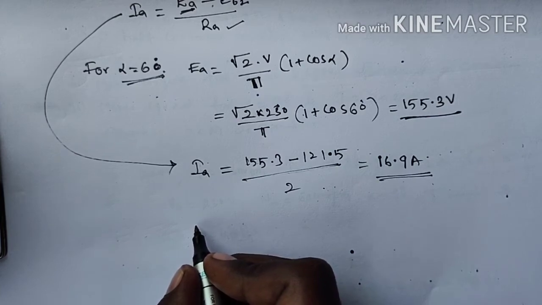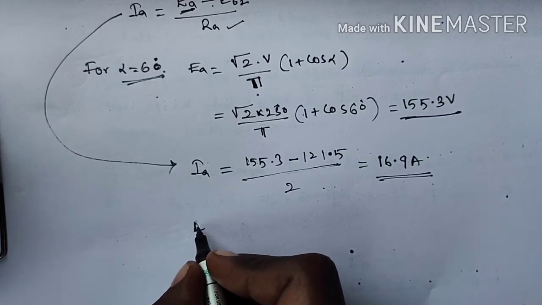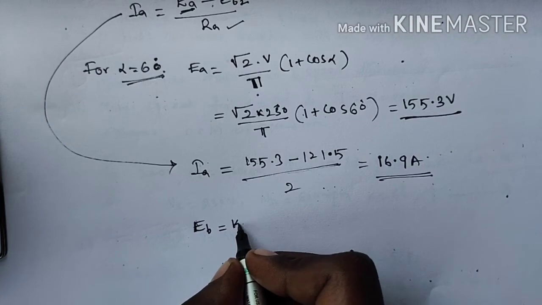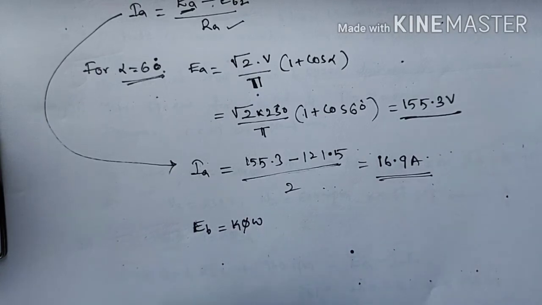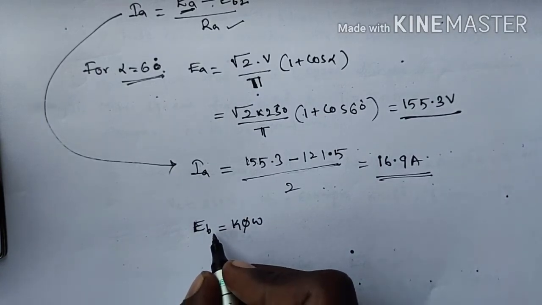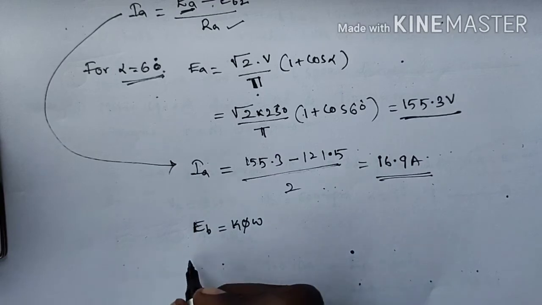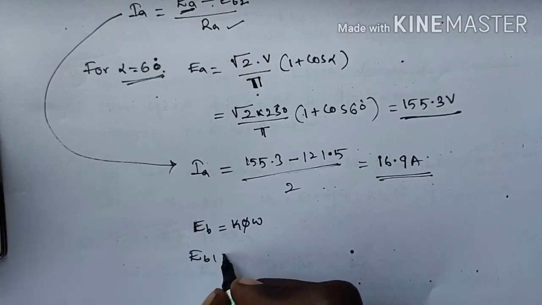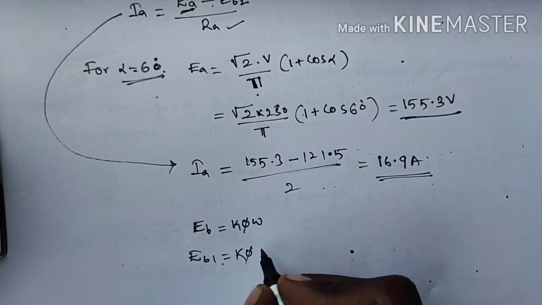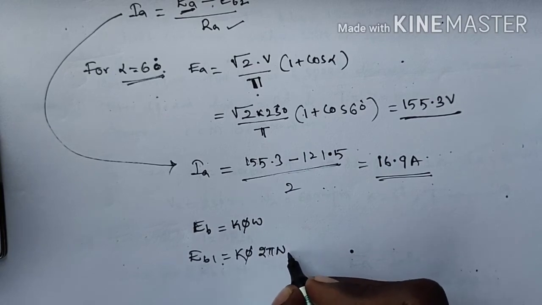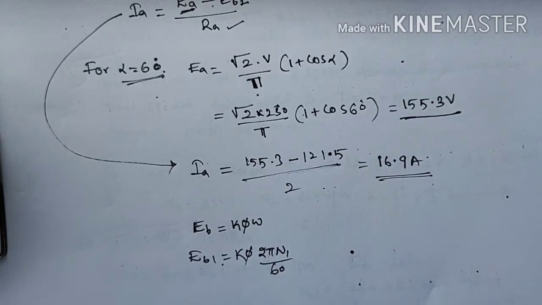Okay, now let us calculate the K phi value. You know the fundamental formula, that is EB is equal to K phi into omega. So here I am substituting the rated values. EB1 is equal to K phi into omega, and omega can be written as 2 pi N1 by 60. Do you know the EB1 value? Yes, you know the EB1 value.